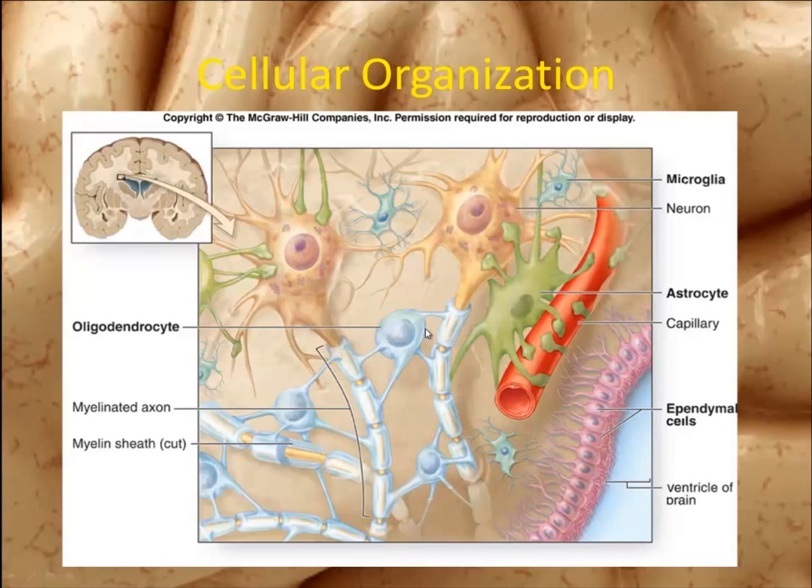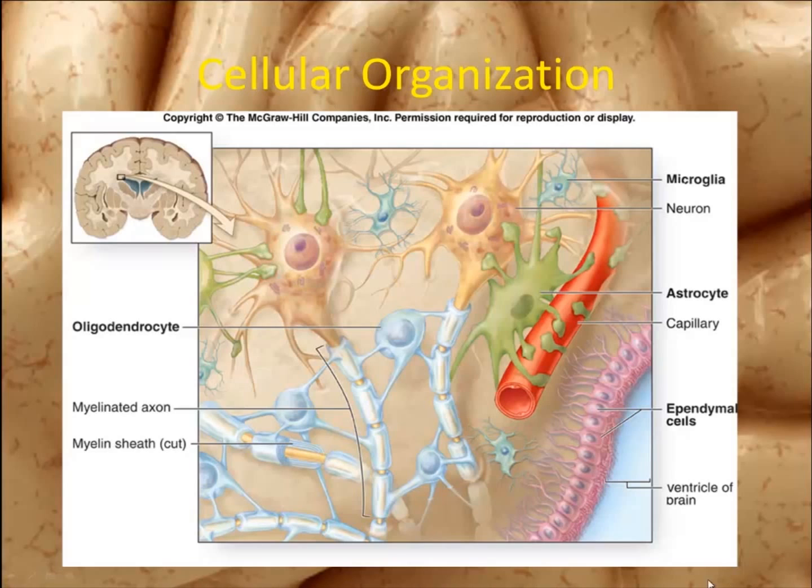Oligodendrocytes are responsible for producing the myelin that makes up the myelin sheath around the axons. Now, in the peripheral nervous system, we have cells called Schwann cells that are responsible for producing myelin out in the periphery.